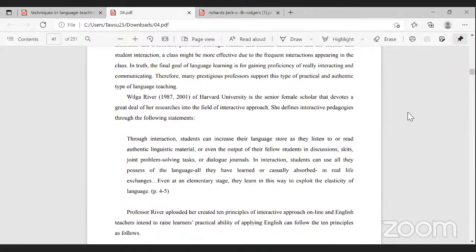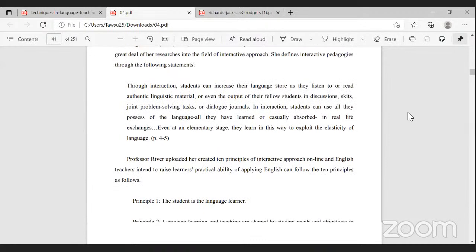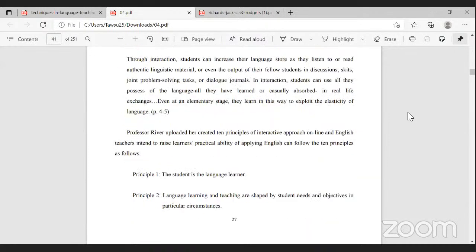So in interaction, students can use all they possess of the language, all they have learned or casually absorbed. So in real life exchanges, even at the elementary stage, they learn in this way to exploit the elasticity of language. So her research is devoted to what? Interaction. If you look at the text carefully, she has used the word interaction repeatedly. So this researcher from Harvard University talks about interactive approaches. She puts focus on the interaction of the student.